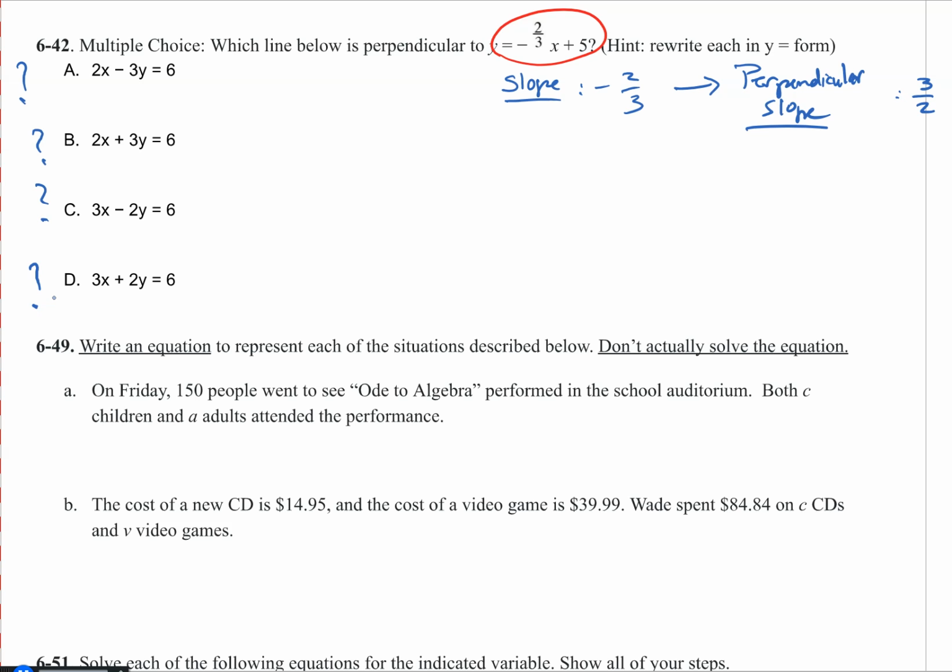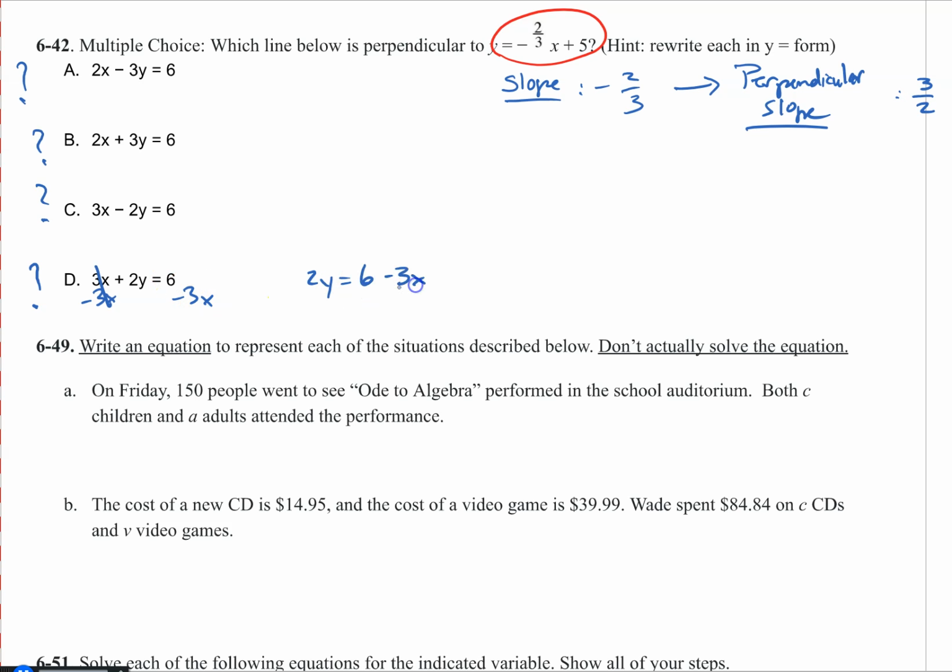Well, the only way to find out is solve for y. So I'll pick 2, and maybe one of them will be right. Let's see. Let's start with D. Okay, so solve for y. Take away 3x from each side. And I get 2y equals 6 minus 3x.